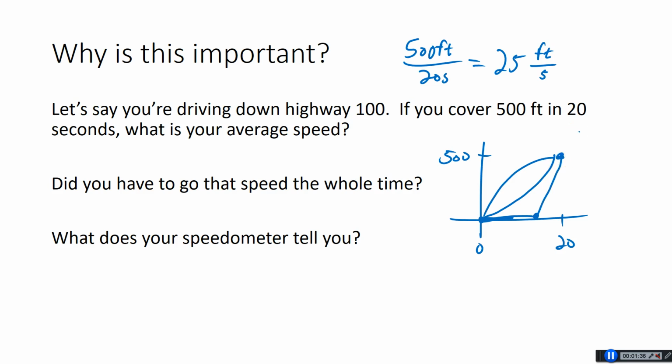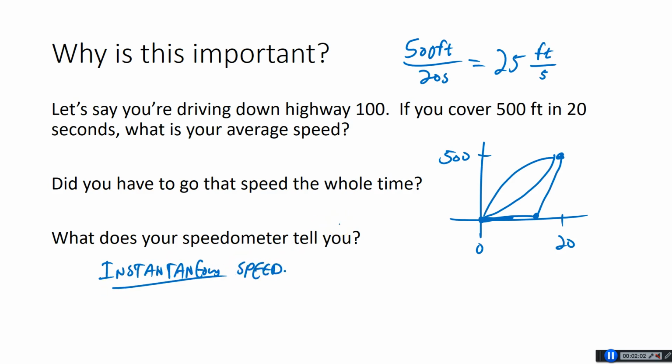So the question I ask is, what does your speedometer tell you? Your speedometer does not tell you average speed, right? If it told you average speed, then it'd be really easy to get out of speeding tickets, because you could sit still for a long time, and then you could say, well, my average speed has come down, so I'm not speeding, right? But your speedometer tells you what's called instantaneous speed.